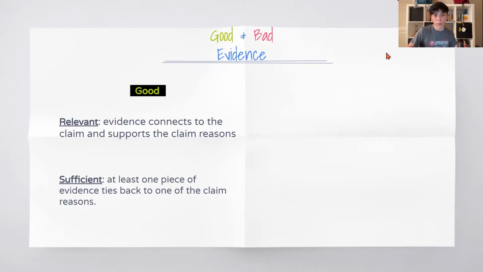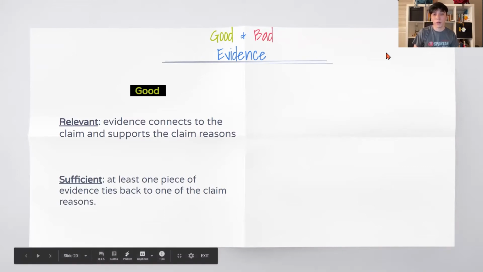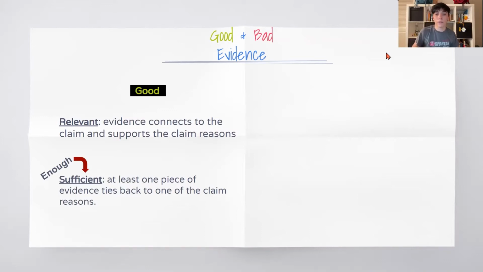And another thing that makes evidence good is if we have a sufficient amount of that evidence in the argument. So if we're reading an argumentative text, you might have a good, relevant piece of evidence, but you need to have at least one piece of evidence that ties back to one of the reasons of the claim. Another word for sufficient is just enough. So you have to have enough evidence. For every reason to the claim, you have to have one piece of evidence at least.